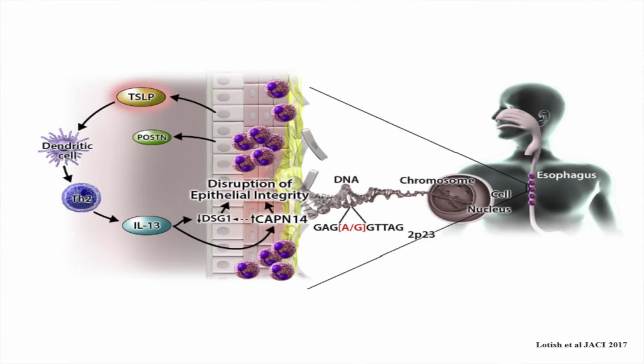TSLP is also made by the esophageal epithelium, and that triggers the dendritic cell to polarize the type 2 CD4 cell into making large amounts of IL-13. It's very interesting to see that the IL-13 further induces the calpain 14, so one can see a loop, a cascade in this cycle, and the IL-13 also directly degrades the barrier through reduction of desmoglein.